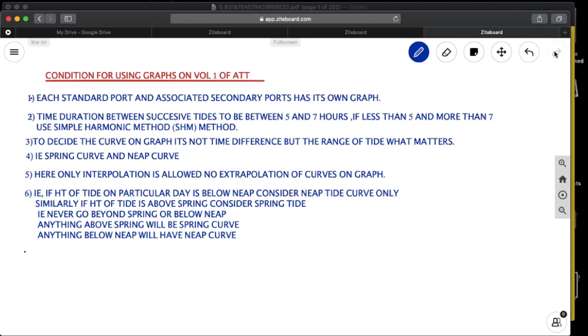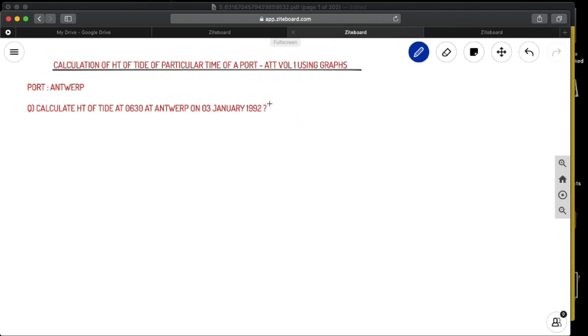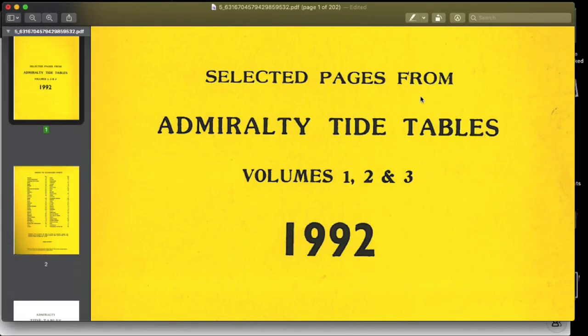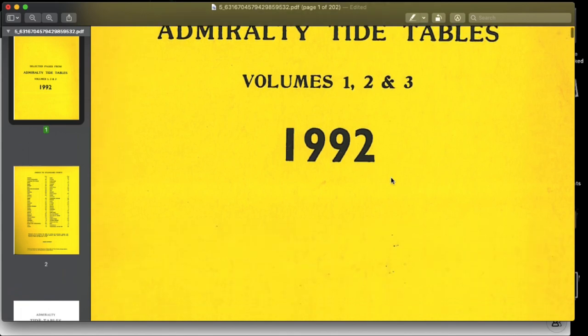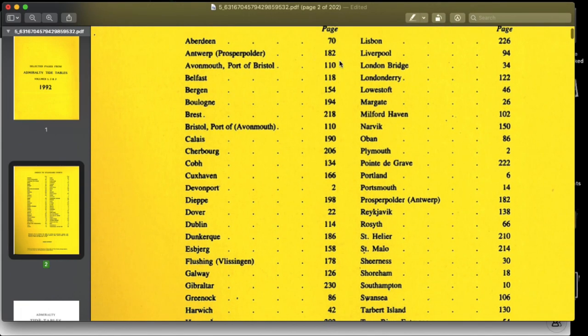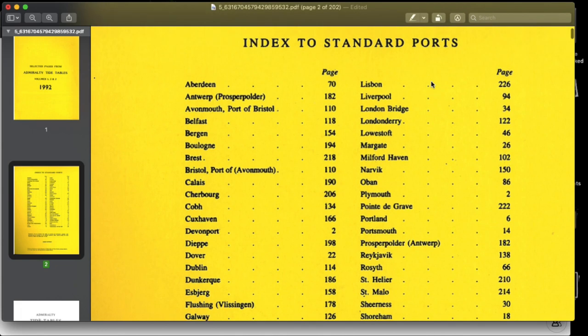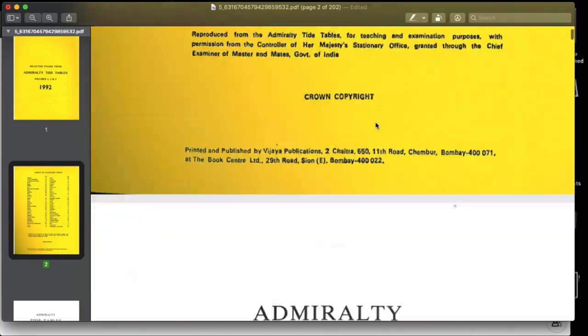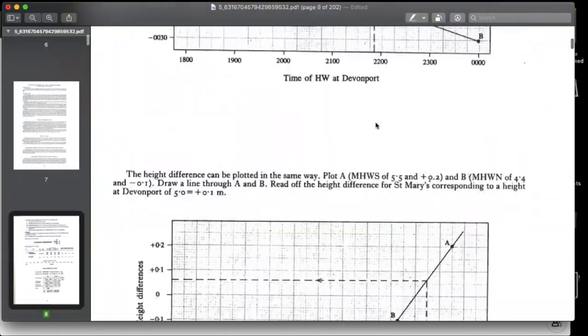So that's it. Now let's solve the problem. An example, port Antwerp. The question is: calculate the height of tide at 0630 at Antwerp on 3rd January 1992. First of all, we need to get to the Admiralty Tide Tables, where we get the tides. In Volume 1, we have Antwerp on page number 182. This is how you check where to find the details: we have the index, Antwerp 182, and you can go to page 182.